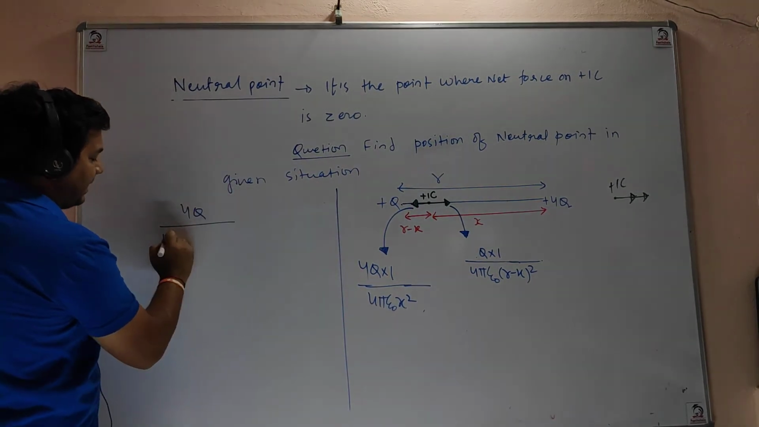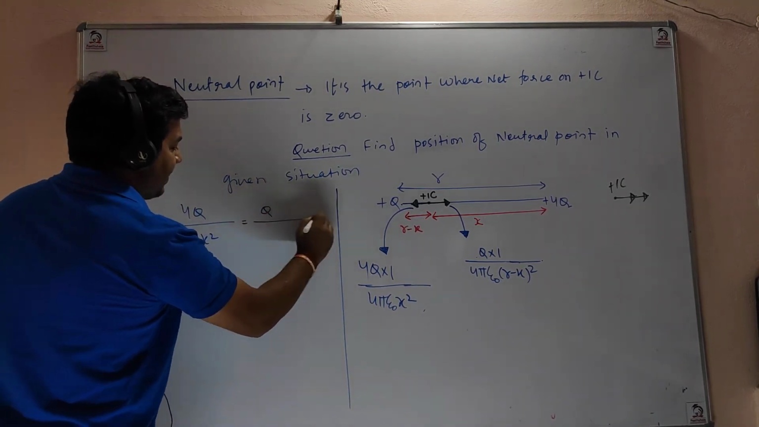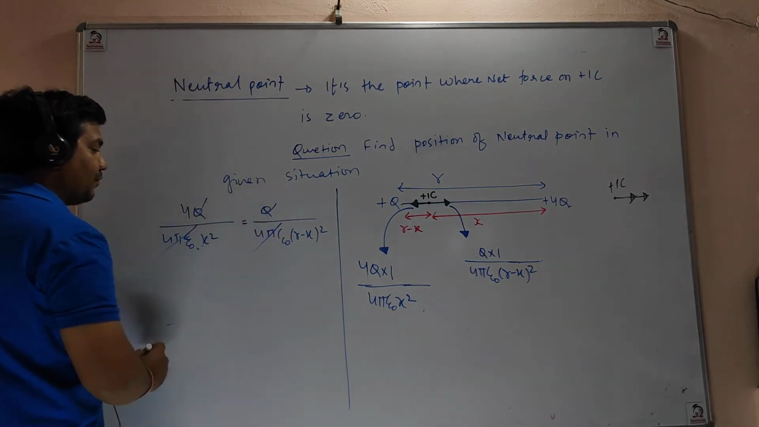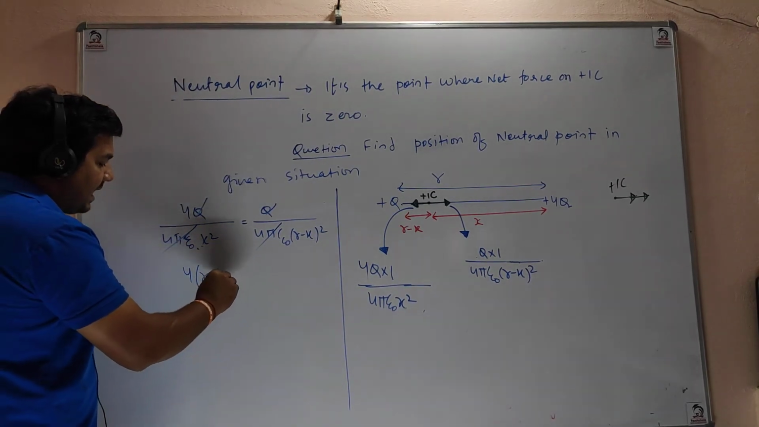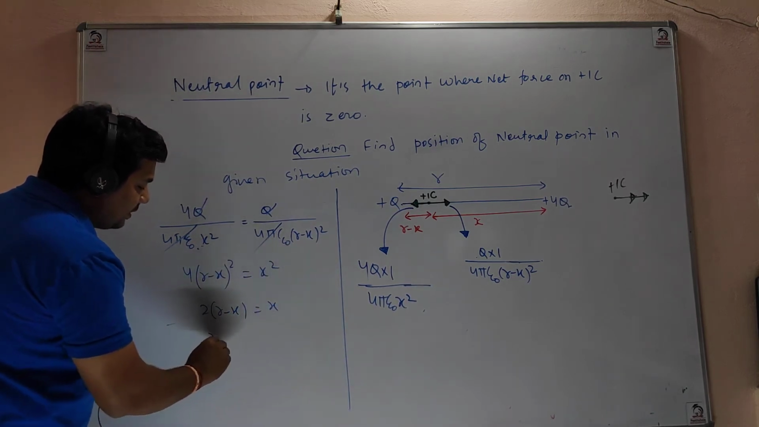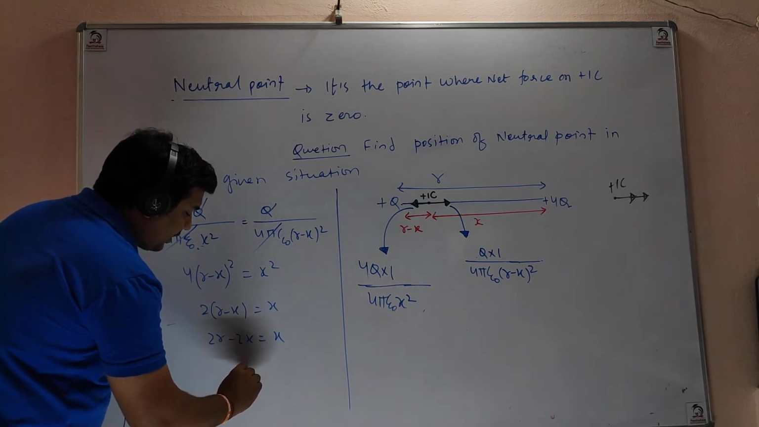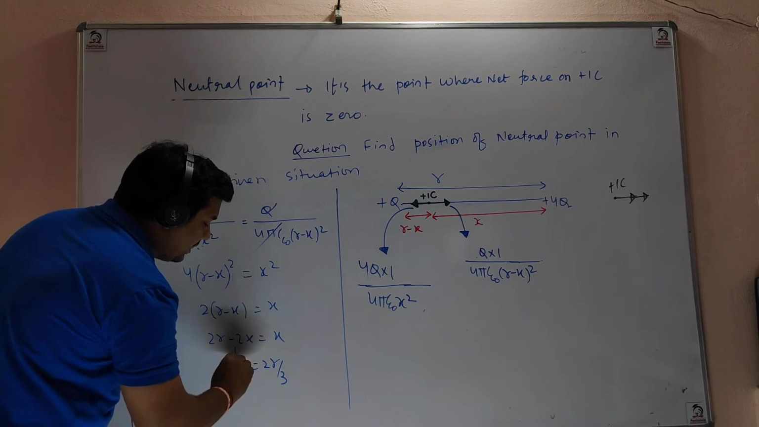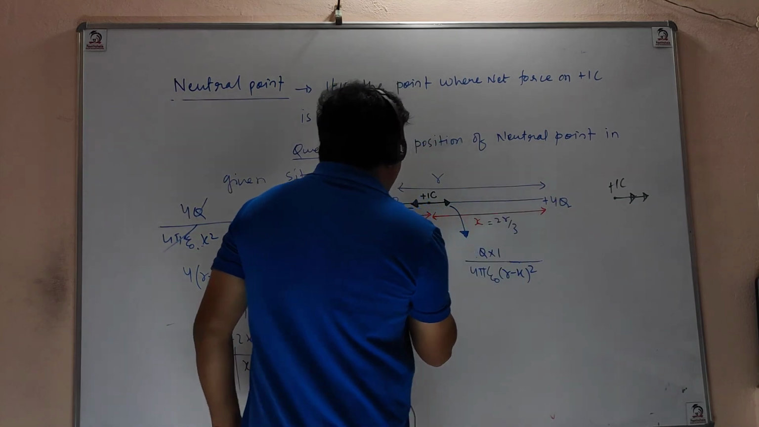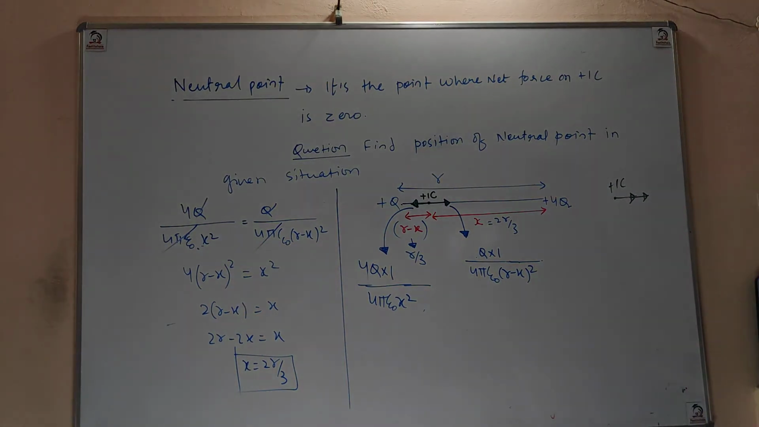So 4q divided by x square equals q divided by 4 pi epsilon naught r minus x whole square. Q will get cancelled, 4 pi epsilon will get cancelled, 4 into r minus x whole square is equal to x square. So you can write 2 into r minus x is equal to x, 2r minus 2x is equal to x. So we got x as 2r by 3. So at a distance of 2r by 3 from 4q and r by 3 from q, we will get neutral point.